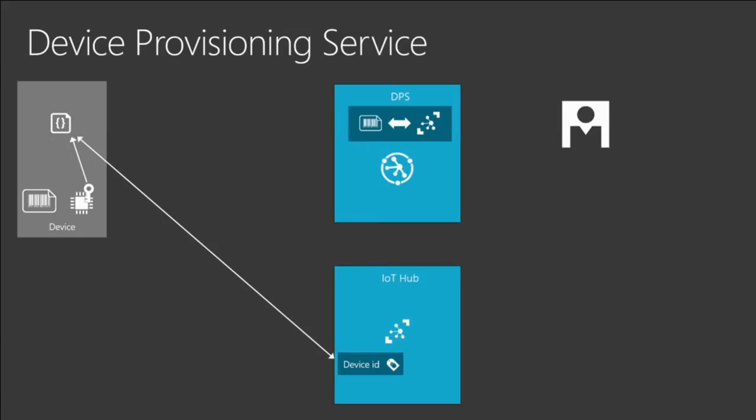Then the device code will take over, and we have the IoT Hub client that gets the credentials. So in that case, the SAS token or the right thumbprint that it needs to communicate establishes a connection with the IoT Hub and then communicates.